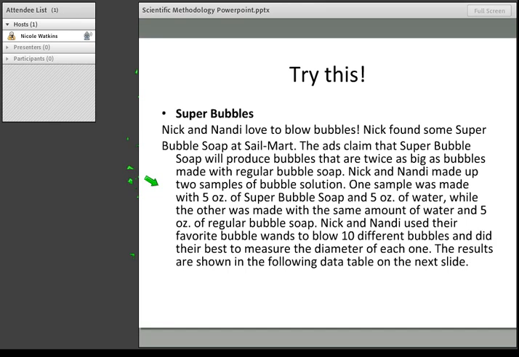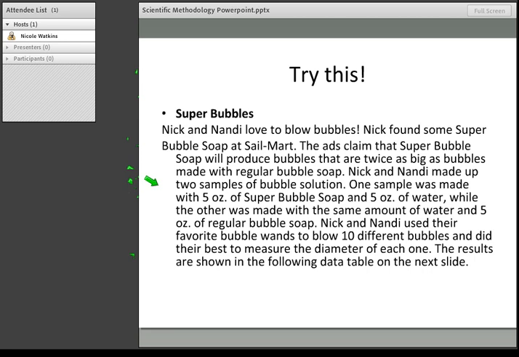One sample was made with 5 ounces of Super Bubble soap and 5 ounces of water, while the other was made with the same amount of water and 5 ounces of regular bubble soap. Nick and Nandi used their favorite bubble wands to blow 10 different bubbles and did their best to measure the diameter of each one. The results are shown in the following data table on the next slide.